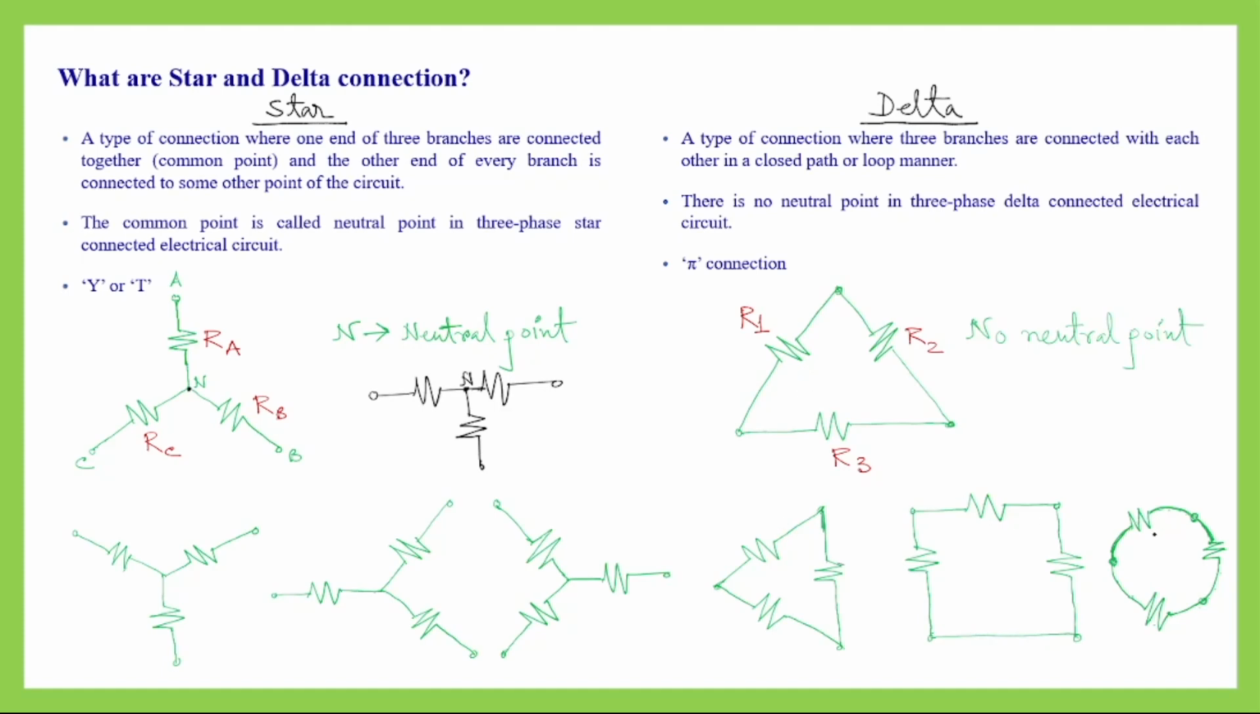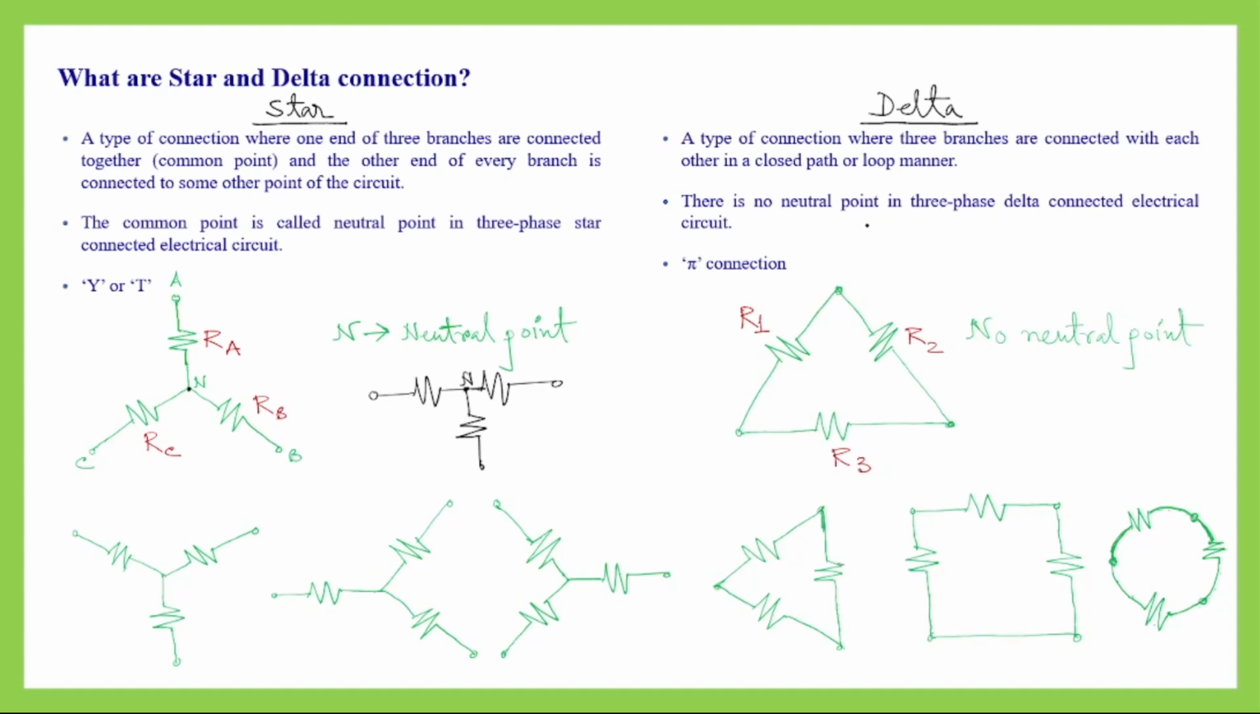These are different orientations of delta connection. Delta connection is also sometimes called pi connection. As you can see here, this is also a closed loop between three resistors or three branches, and this looks like the Greek letter pi. So this is sometimes called pi connection, and though it looks like a circle, this is also a closed loop or mesh between three resistors. So this is also our delta connection. Now in case of delta connection, there is no concept of neutral point. So in a three-phase delta connected electrical circuit or system, there will be no concept of neutral point. So this is the basic of star and delta connection.